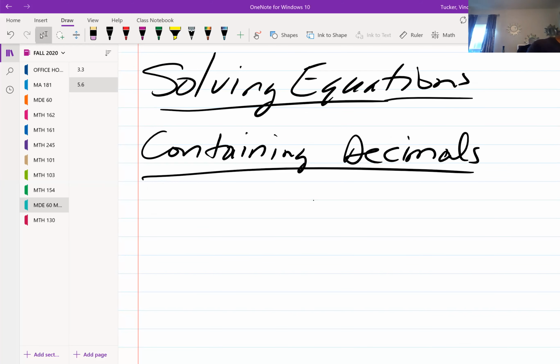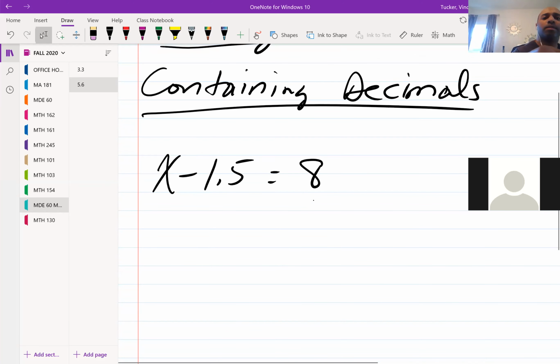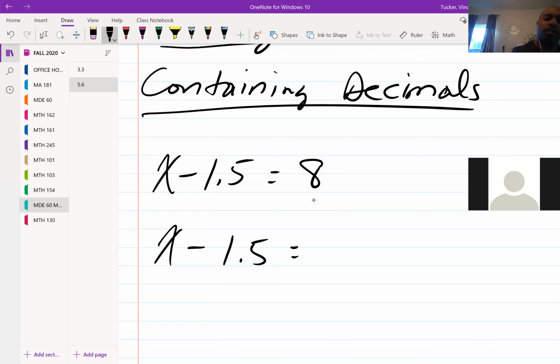All right, so like I said, it's the third assignment in my math lab, 5.66, solving equations using decimals or containing decimals. And really, for the most part, you'll be following the same procedure, same processes. If I have x minus 1.5 equal to 8, I'm going to add 1.5 to both sides.